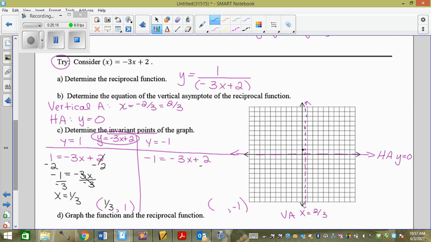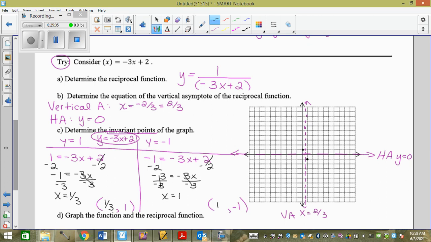This one I'm going to subtract 2. Negative 3 equals negative 3x. Divide by negative 3. X equals 1. So 1 and negative 1. Now it's an opposite quadrant, right?